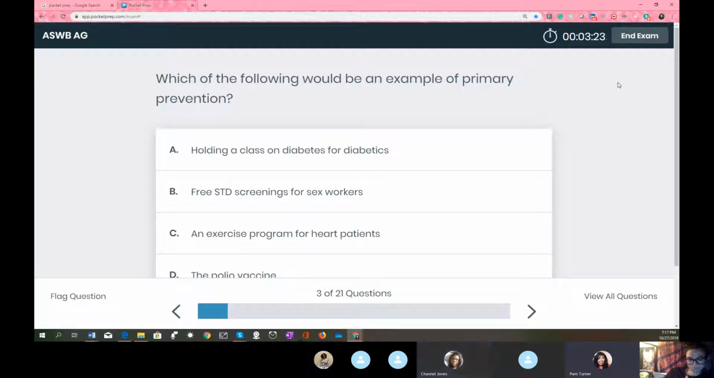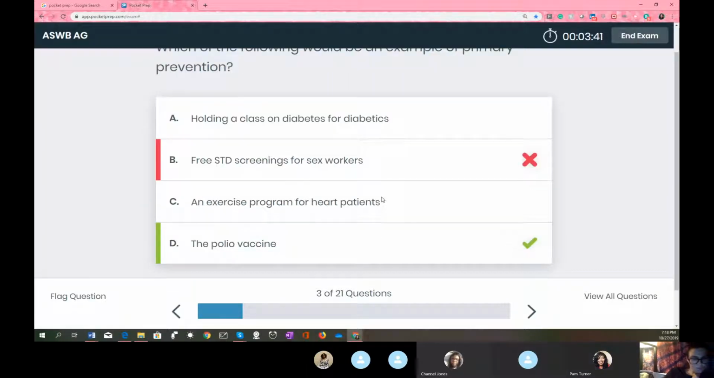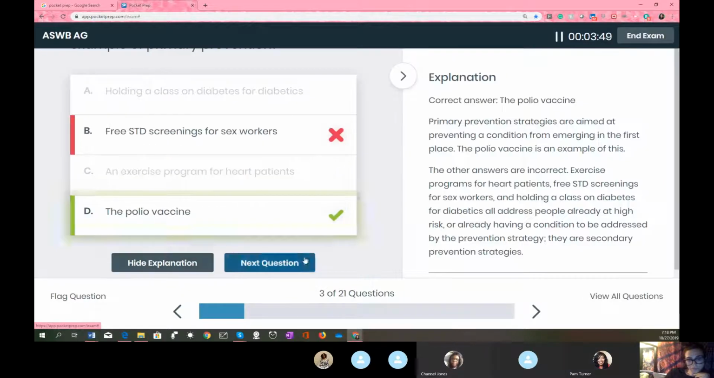Okay, so primary prevention. I am trying to prevent people from getting a disease. Which of the following is an example? If I did STD prevention for sex workers, that was my B, is that okay? No, because they're already at risk. Well, they're sex workers. I'm trying to prevent it. It's the polio vaccine. Trying to prevent polio. Exactly. So A, holding a class on diabetes for diabetics, they already have it. That would actually make it a secondary level.